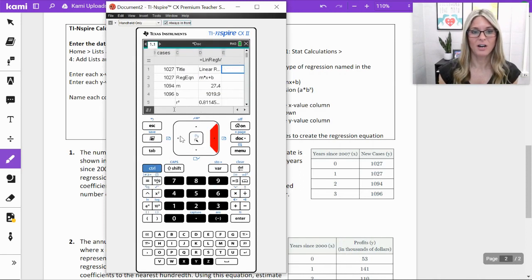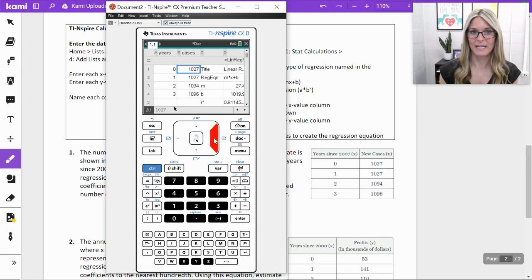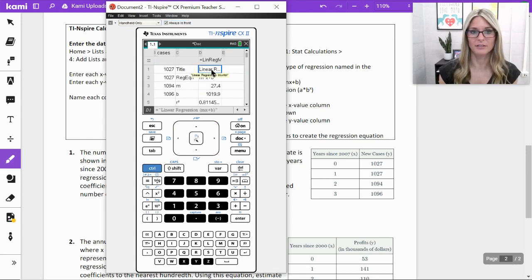So beside our columns of data, there's column A, column B. It has written all this information over here to the side. Linear regression, mx plus b. The equation looks like y equals mx plus b. My m value is 27.4. I can even, well, let's look at b.